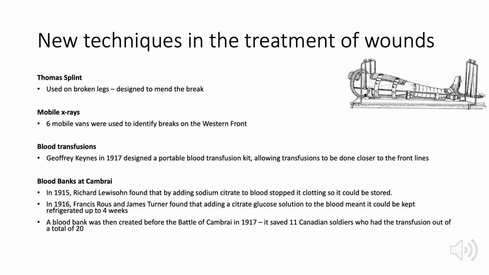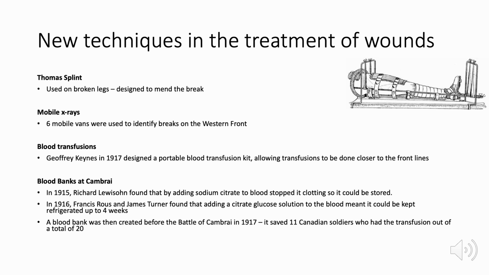Blood transfusions. So this is probably the most important thing. So Geoffrey Keynes in 1917 designed a portable transfusion kit, allowing transfusions to be done closer to the front lines. And the key thing as well is that the British developed something known as a blood bank. So that's based upon the fact that in 1915 it was found that by adding sodium citrate to blood, that stopped it from clotting. And that's a really important thing. So that means that blood can be stored.